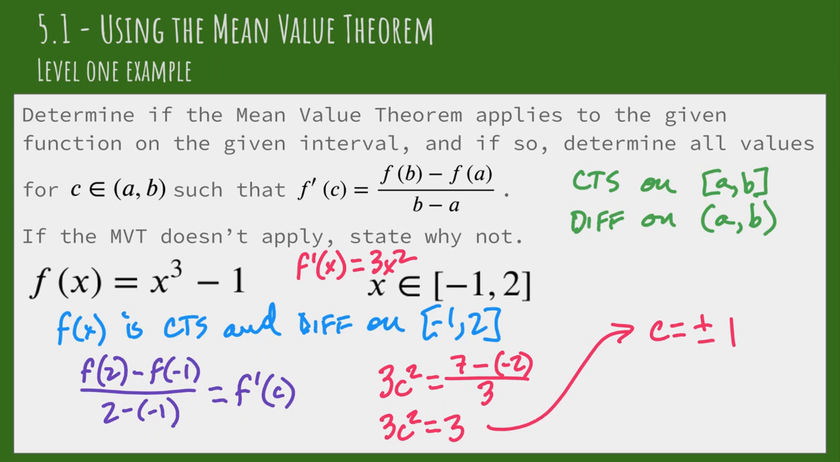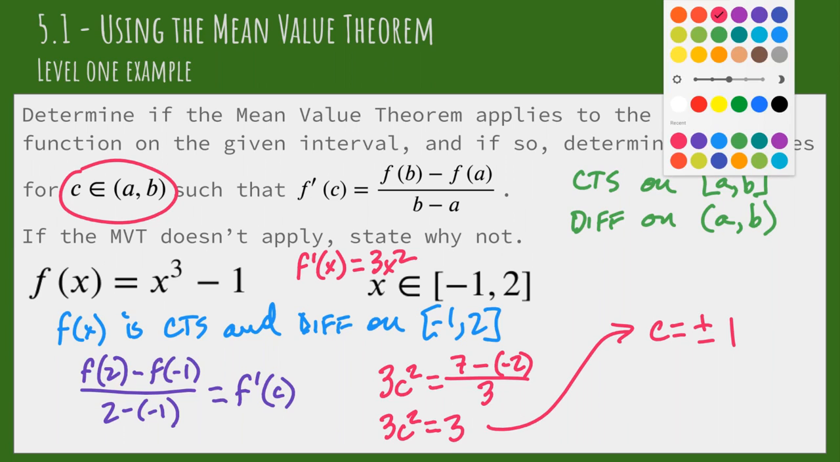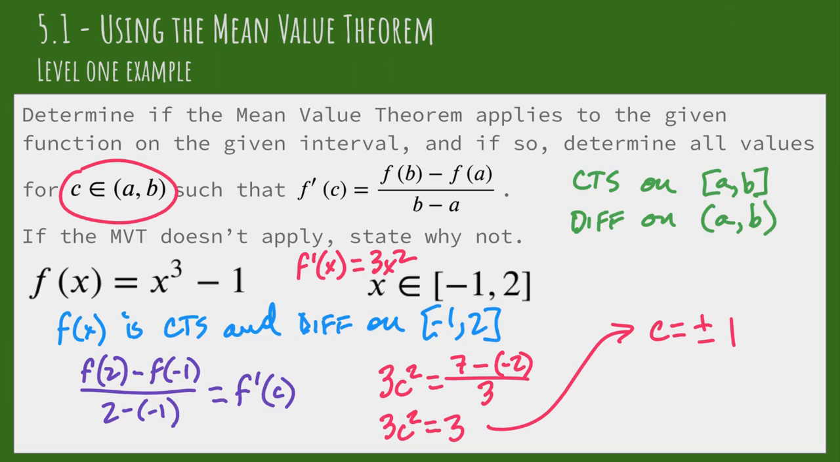Now, not quite done, because the mean value theorem guarantees a point, or at least one point, on the interval from negative 1 to 2. But remember, the guarantee is only on the open interval. So that's mentioned here in the problem, which means that I want to throw out any values that I got for c that are not on that open interval. And it turns out that we got a value at negative 1 that is not on the open interval from negative 1 to 2. So we are going to throw that out, and our final answer is just c equals 1.